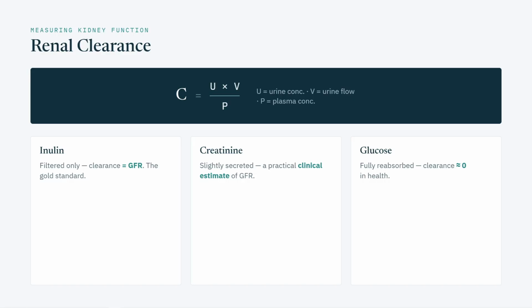In the clinic, we usually use creatinine instead. It's already in your body and close enough. And by comparing any substance's clearance to inulin's, you can deduce what the tubule did to it. Glucose has a clearance near zero because it's completely reabsorbed, while something secreted will clear faster than it's filtered. Clearance turns the invisible into a number.